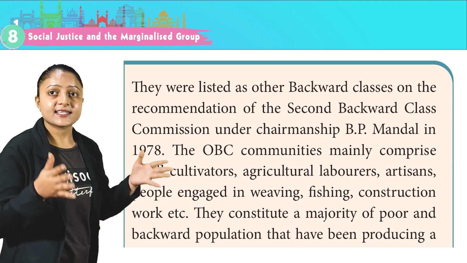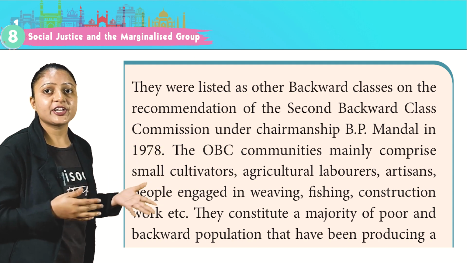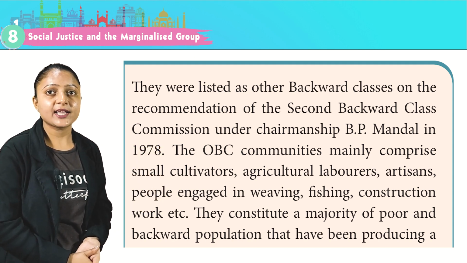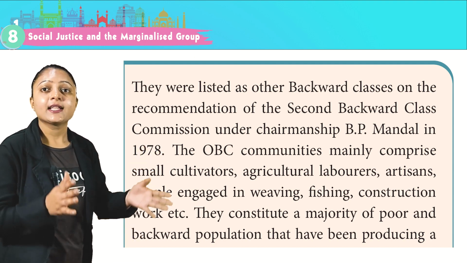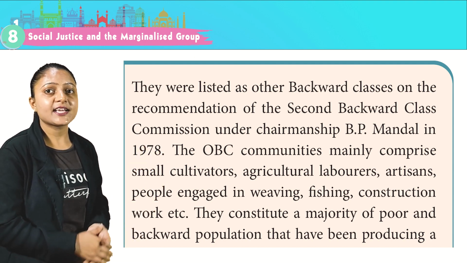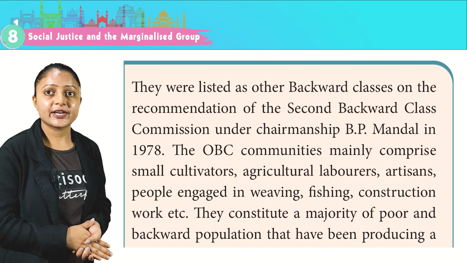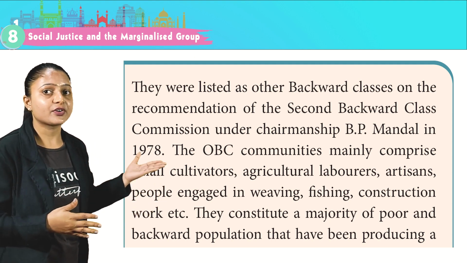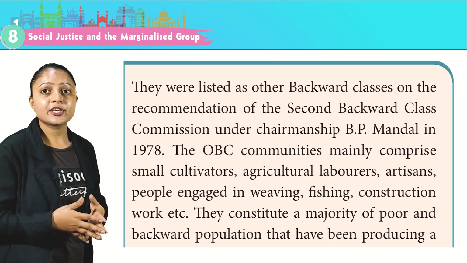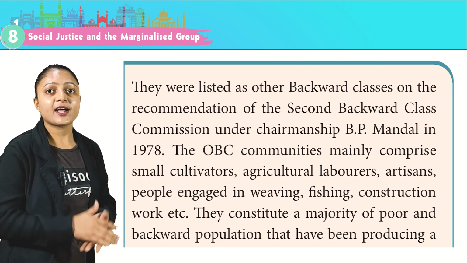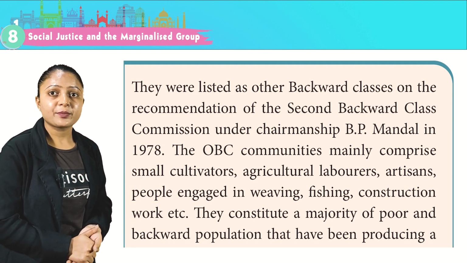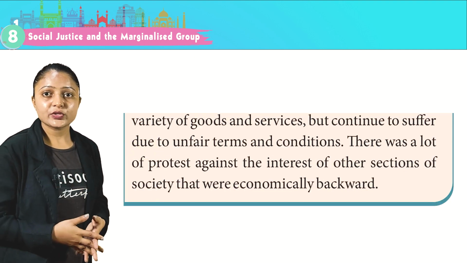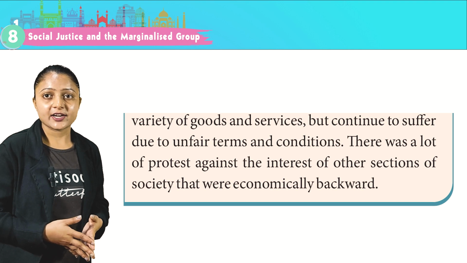They were listed as other backward classes on the recommendations of the Second Backward Class Commission under the chairmanship of B.P. Mandal in 1978. The OBC communities mainly comprise small cultivators, agricultural laborers, artisans, people engaged in weaving, fishing, construction work, etc. They constitute a majority of the poor and backward population that have been producing a variety of goods and services, but continue to suffer due to unfair terms and conditions.